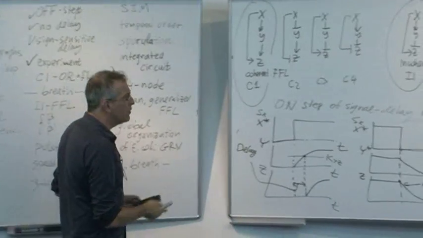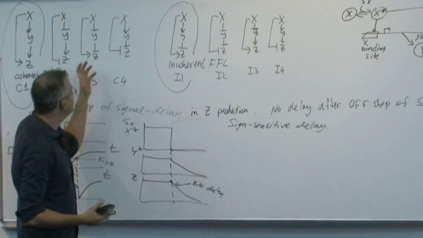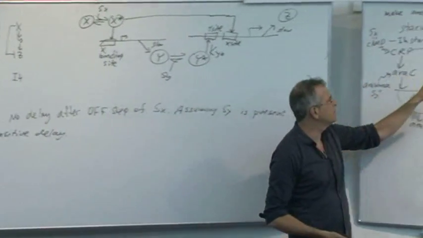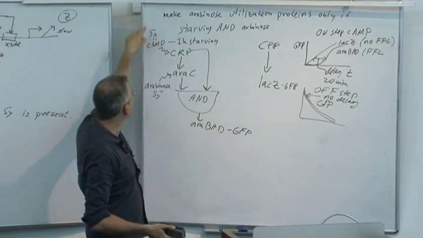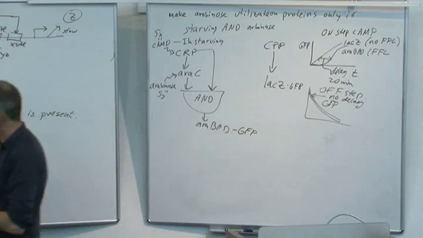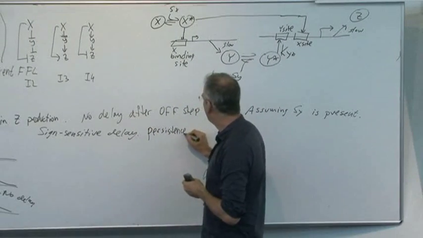So, coherent. We think that evolution, again, put this sign-sensitive delay in these hundreds of systems whenever you need to protect against small pulses of signal. You can also call this persistence detector.